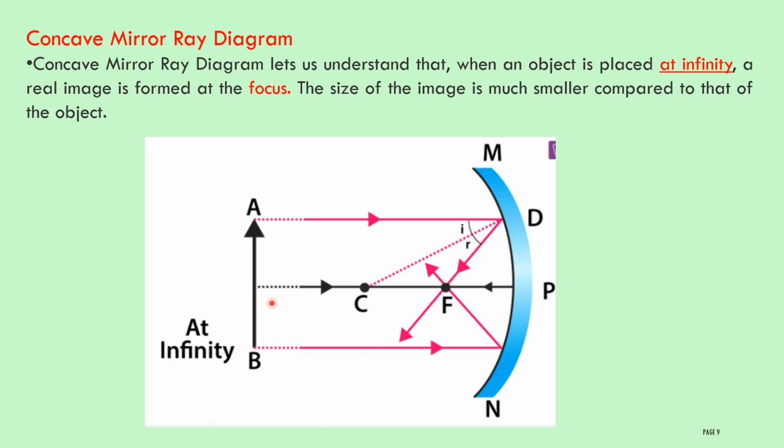Here one thing you have to remember: in the case of a concave mirror, when you place an object at infinity, you get an image at the focus, the principal focus. The image is real, and the size of the image is much smaller compared to that of the object.